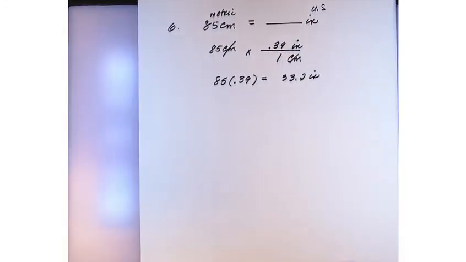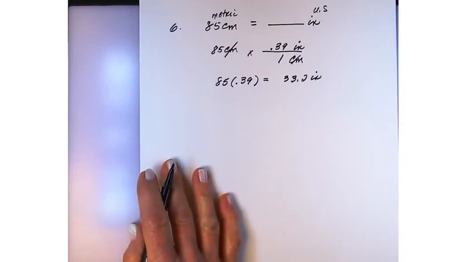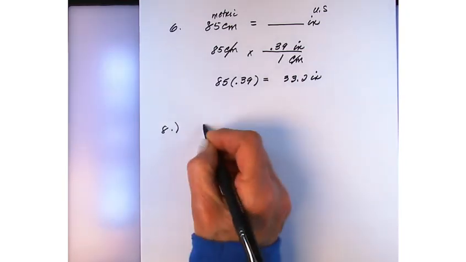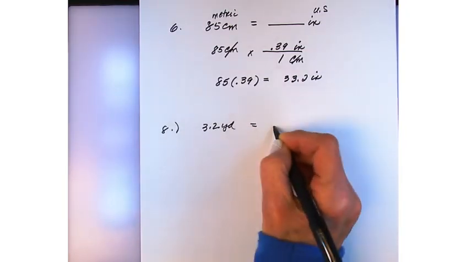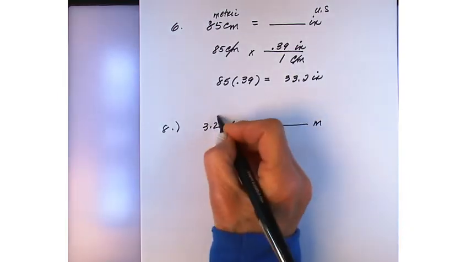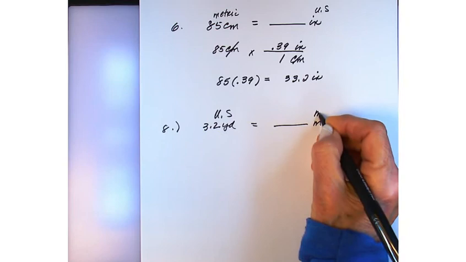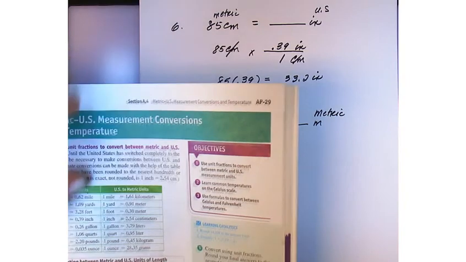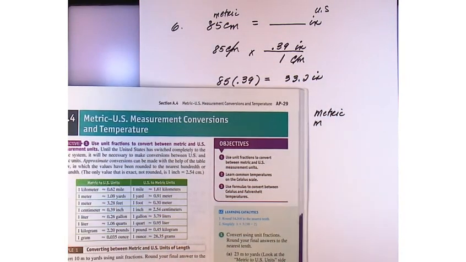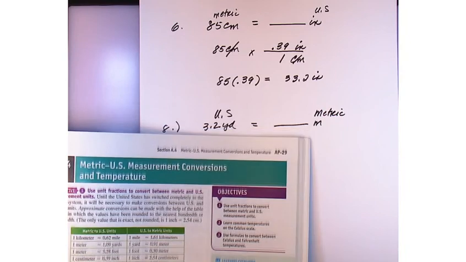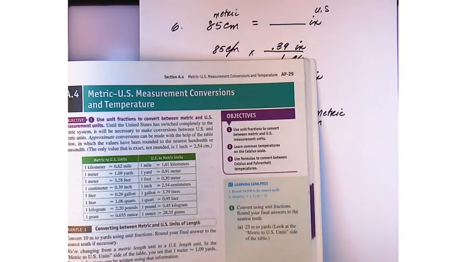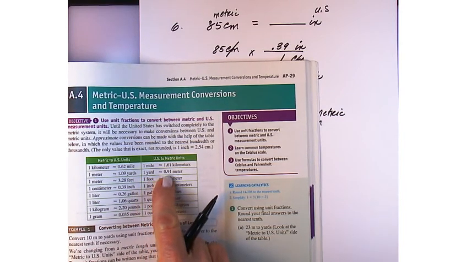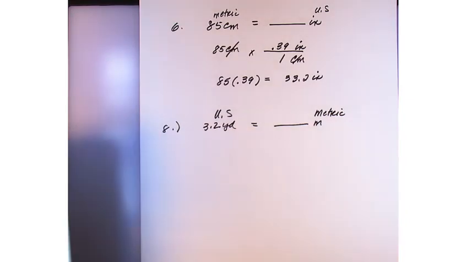Okay, so now let's go from US to metric. Let's look at number 8. 3.2 yards equals how many meters? Okay, US to metric. That tells me I need to use the table on the right here. Can you see that on your screen? And we want to go from yards to meters. So I see 1 yard equals 0.91 meters.